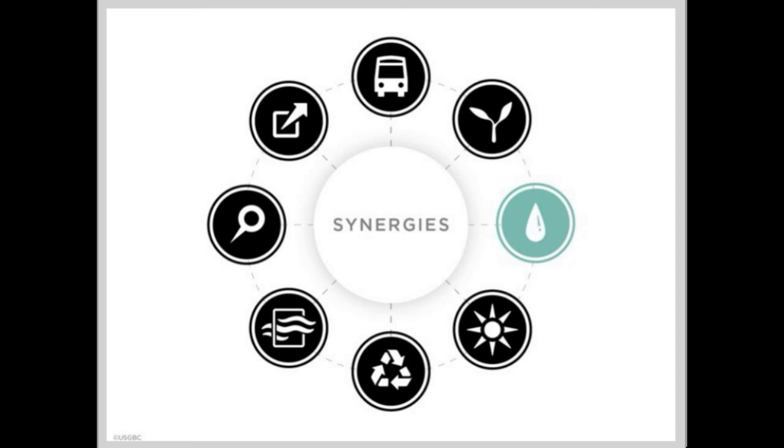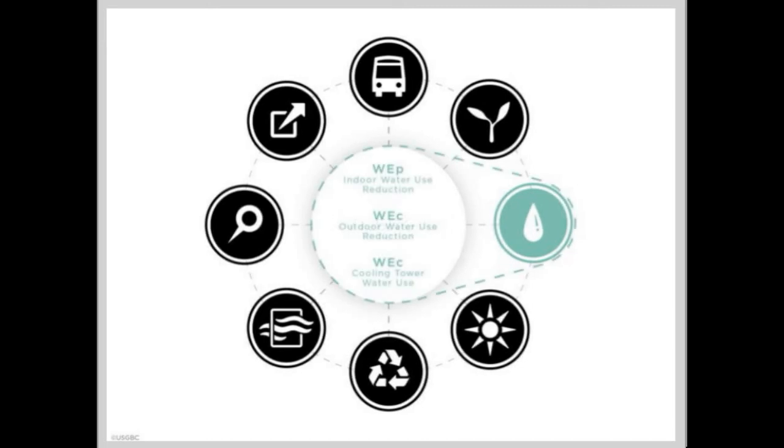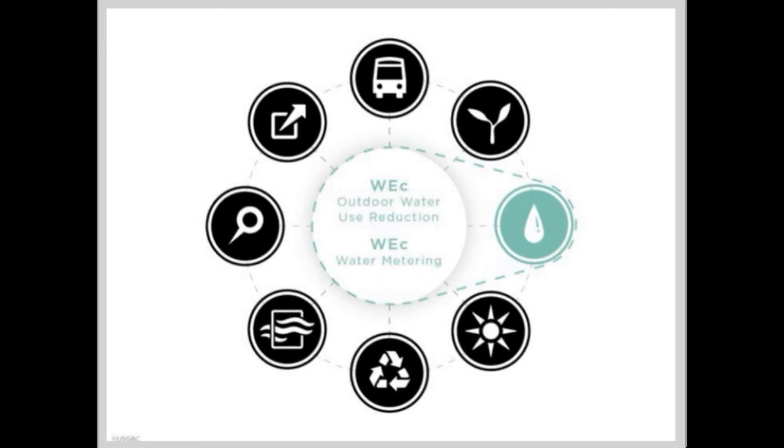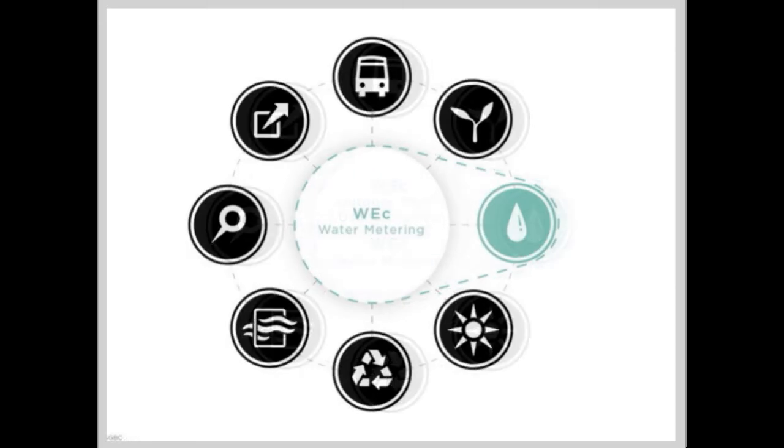All right, let's look at some credit synergies. We looked at some of the related credits when we went over the exam prep materials. As you saw, most of the credits under water efficiency are related to each other. Metering, for example, is related to all the credits under water efficiency. Metering of potable water usage will allow facilities management staff to monitor changes in water usage as efficiency measures are implemented, so that's indoor water use reduction.